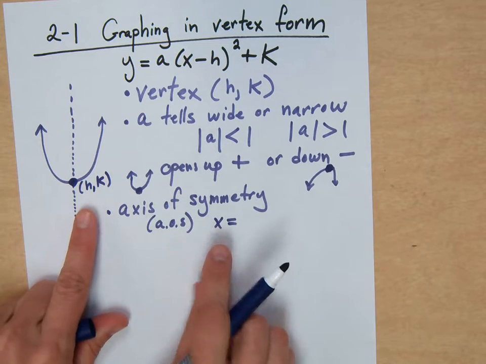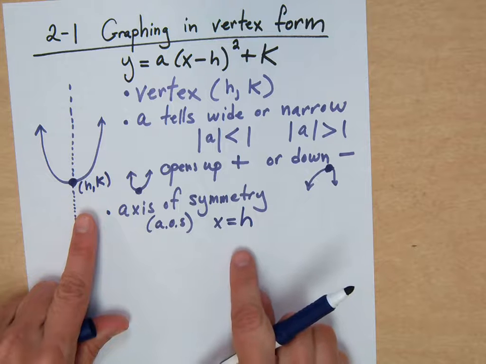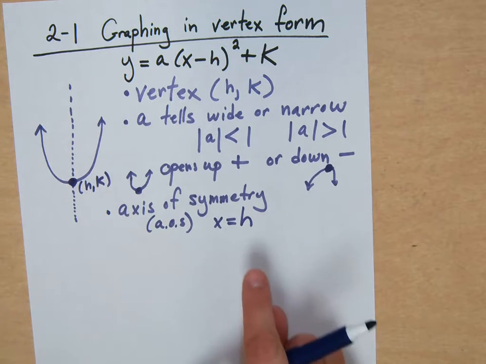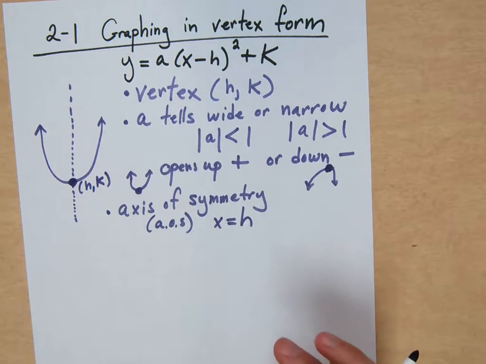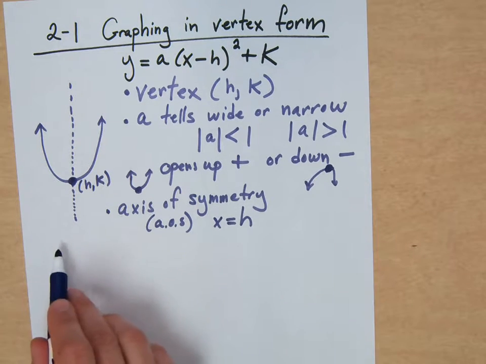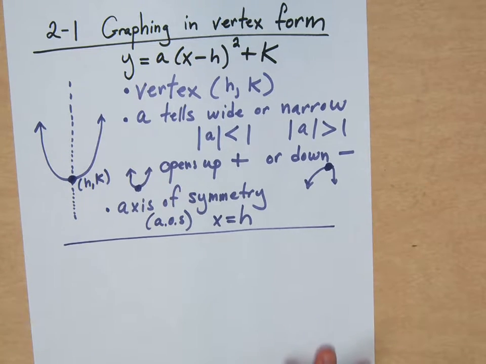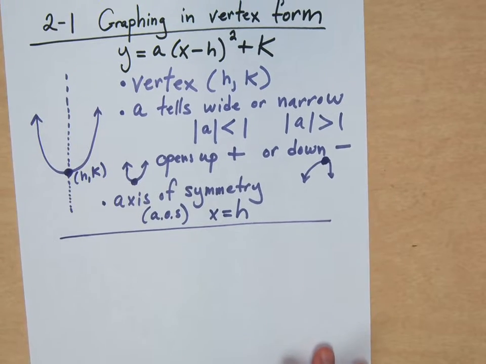So the axis of symmetry is x equals h. That is your equation. So once you know the vertex, you can say the axis of symmetry really easily. It's x equals h. So we're gonna add one more thing in your notes for this before we practice, is an example using all this information.